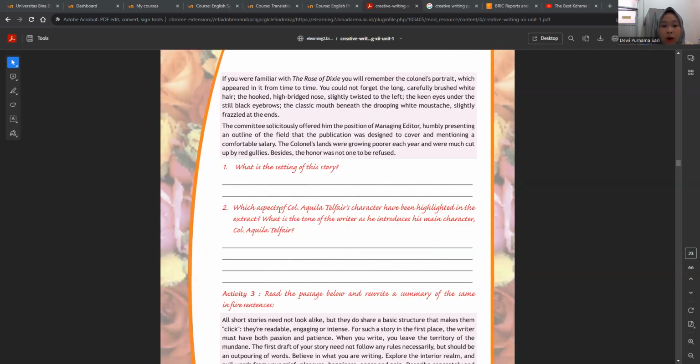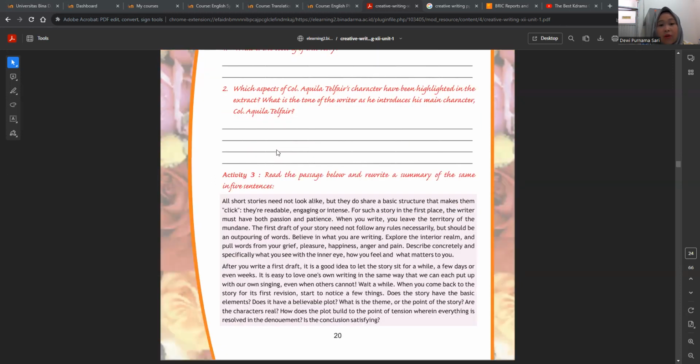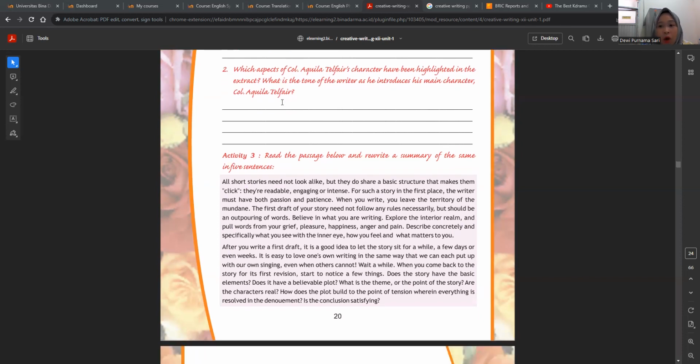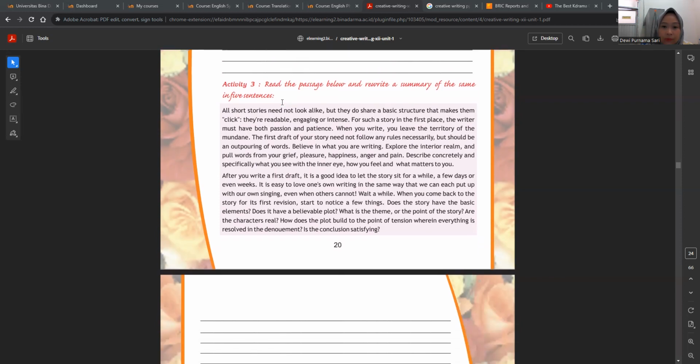Okay, that's why here you are asked to find out the setting of the story and also what aspect of the character has been highlighted in the extract, and also the tone of the writer, then how the writer introduces the main characters and so on.